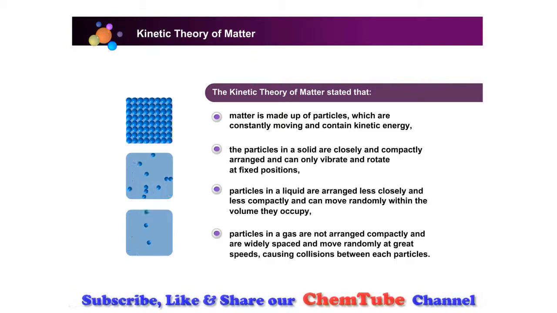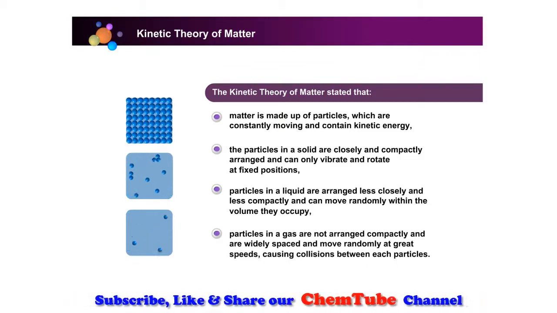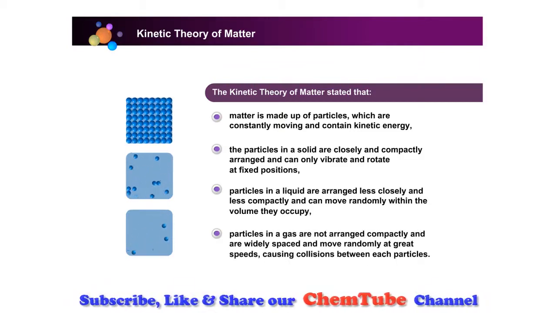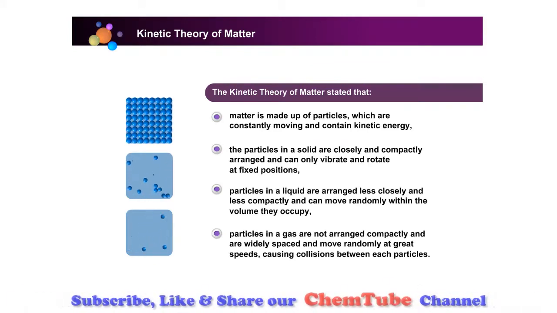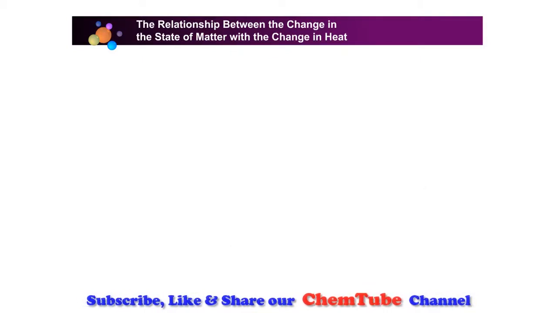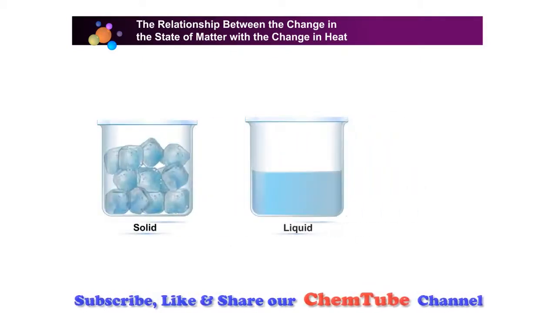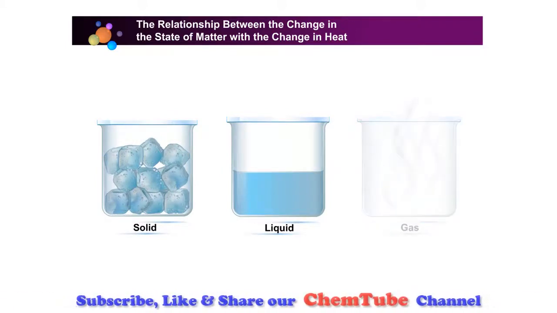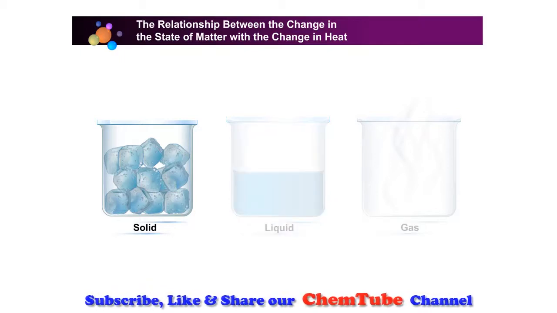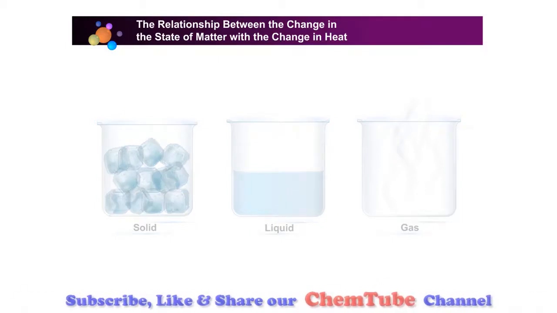Particles in a gas are not arranged compactly and are widely spaced and move randomly at great speeds, causing collisions between the particles. A substance can be in any of the three states, which are solid, liquid, or gas. Particles of a substance are in constant motion. However, increased heat energy will make particles move faster. This will then cause changes to the states of matter.